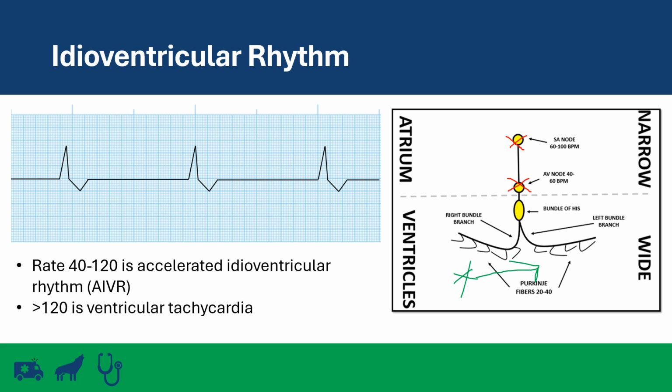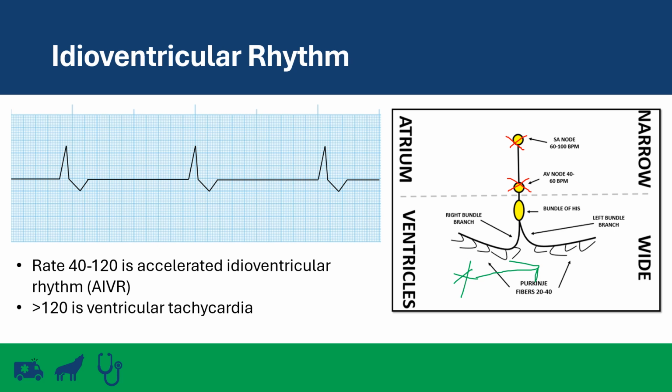So we see a few things that indicate this on our strip. So we have a rate of 30. Remember that the firing rate of the ventricles is between 20 and 40. So we have a rate of 30 on our strip. We don't have any identifiable P waves because the SA node's not functioning. We have a wide QRS.